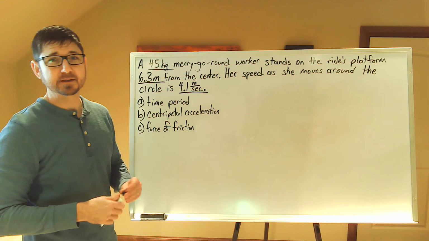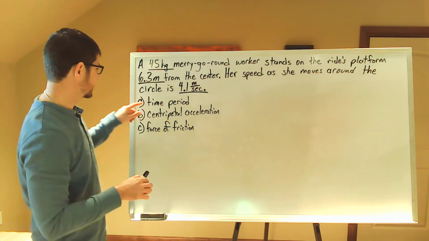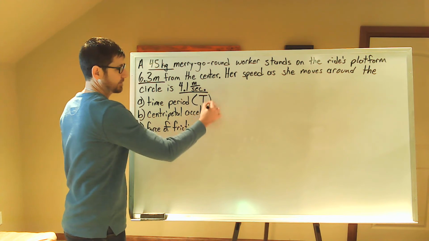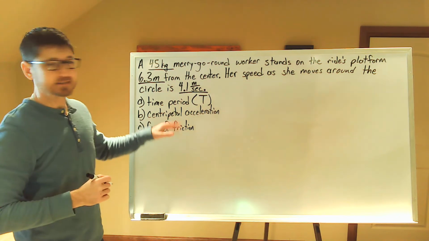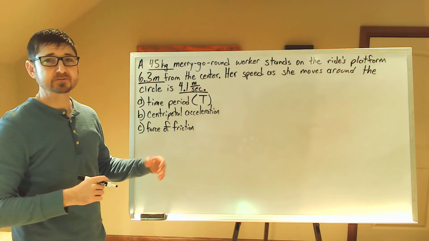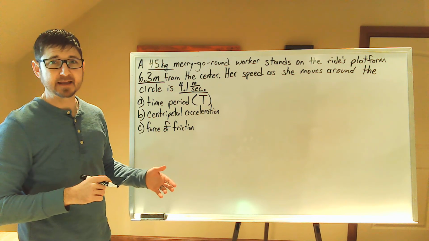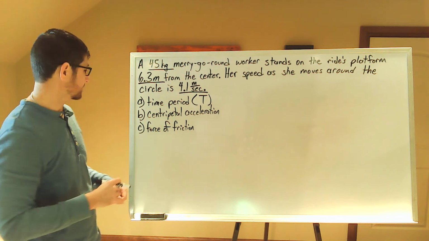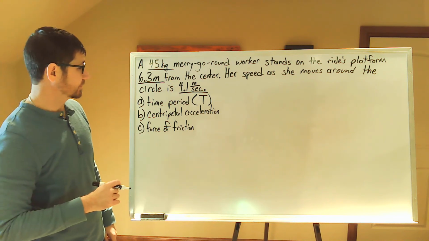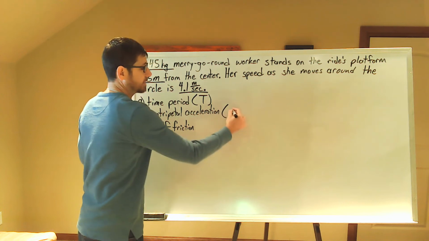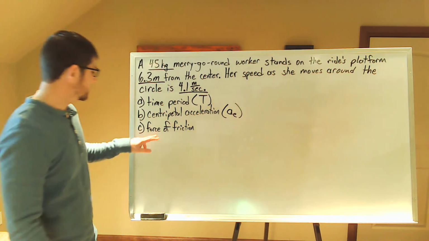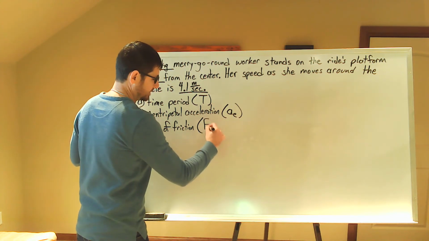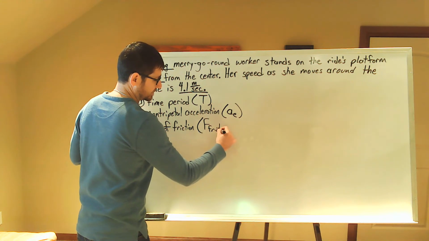So in this problem, it wants us to calculate three things. Part A, the time period. This is identified by capital T. And remember that time period represents the amount of time required for the object to make a full revolution or a rotation around the circle. Part B, centripetal acceleration. This is identified by a sub c. And then part C, the force of friction. So F with a subscript of friction.